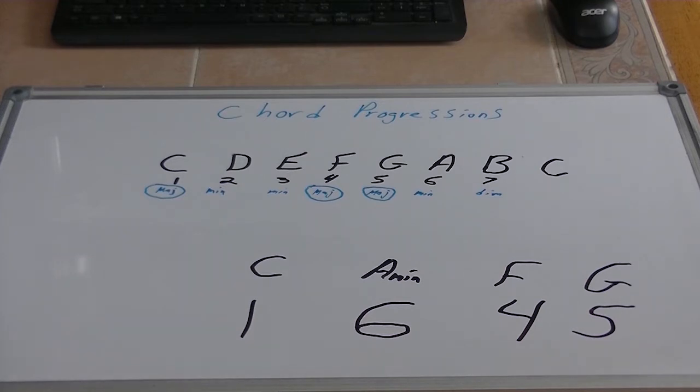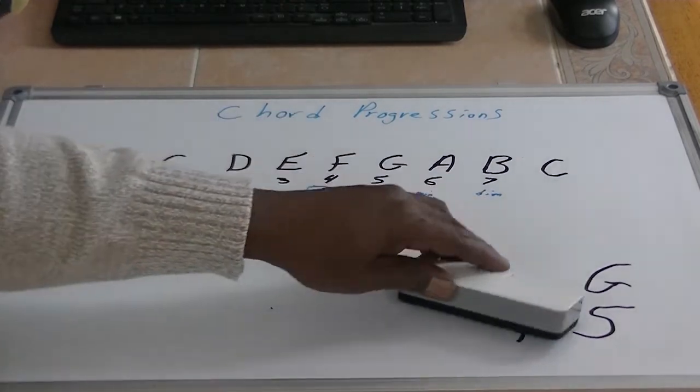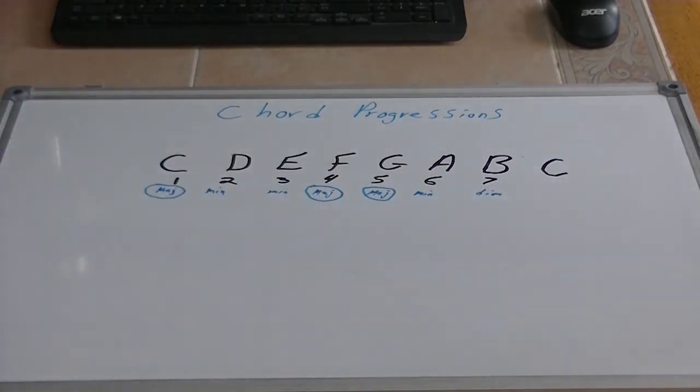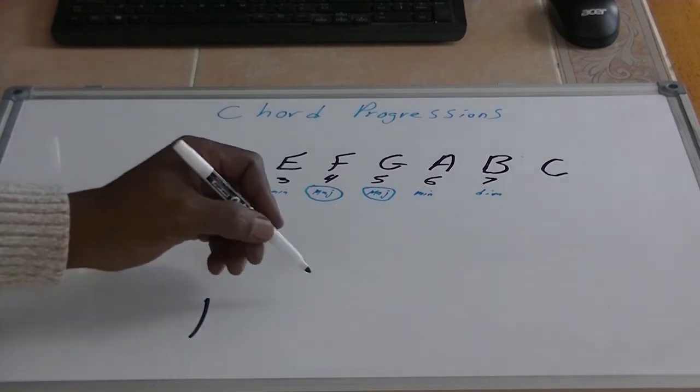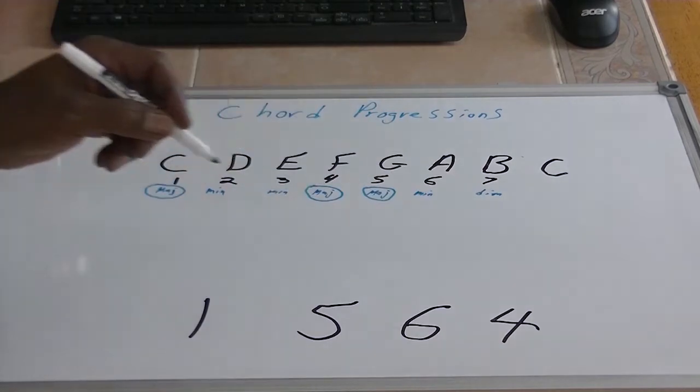So that's the 1, 6, 4, 5, and it's actually used in a lot of songs. It's a popular progression. And when you hear about songs that you can play with 4 chords, these are the kinds of things that we're getting into here. So that's the 1, 6, 4, 5. The next one I want to look at is the 1, 5, 6, 4 chord progression.